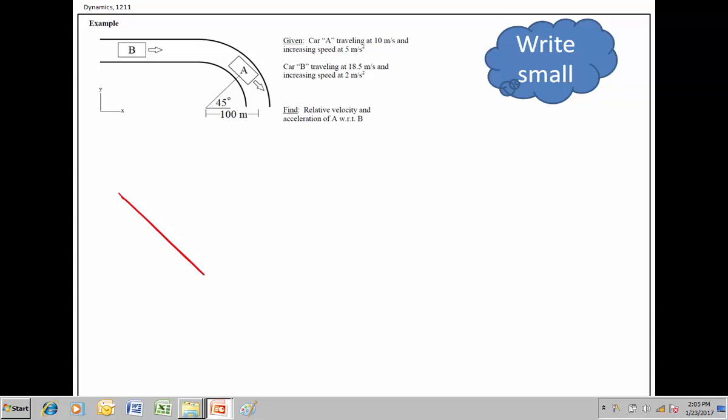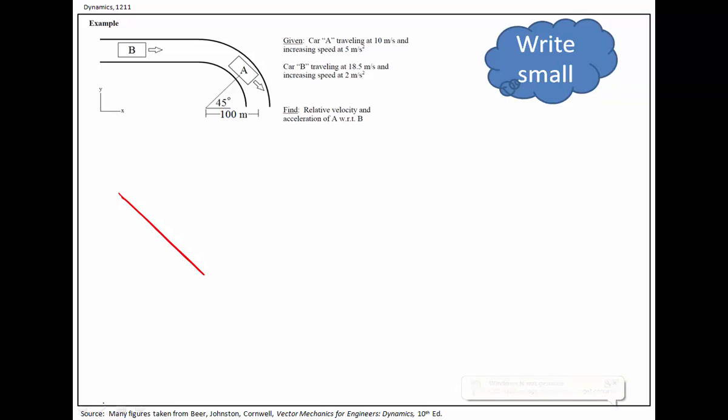Okay, so what I need to do now, if I want 18.5, what's 2 times 18.5? Is that like 37? Am I right about that? Okay, cool. So that's going to be horizontal. Well, that's supposed to be horizontal. Okay, so this is the velocity of B right here. And here's the velocity of A.